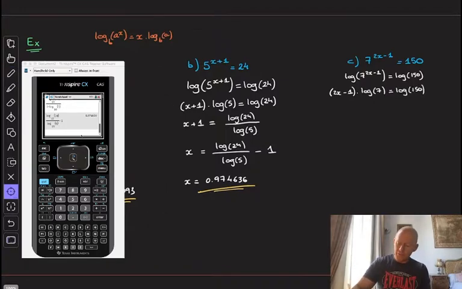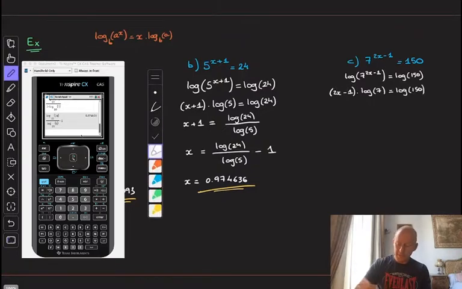Now, I get rid of this log of 7. You could distribute, by the way, if you wanted to. Don't. You'll get there, but it just adds more work. Here, everything's factored for you on the left-hand side, right? So don't distribute this. Just divide both sides by log of 7 right away. Get it out of there. So dividing both sides by log of 7, it turns into 2x minus 1 equals log of 150 over log of 7.